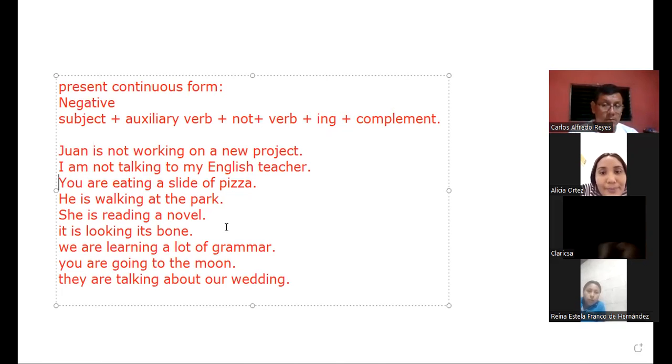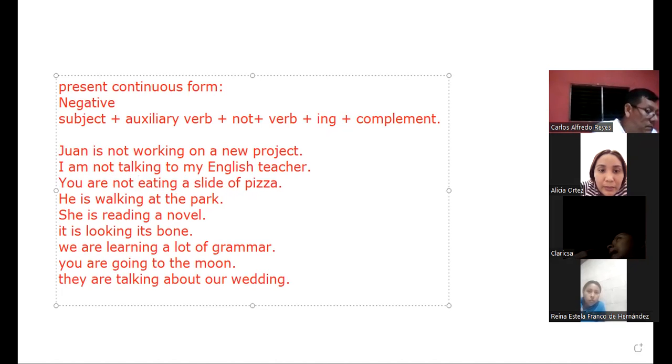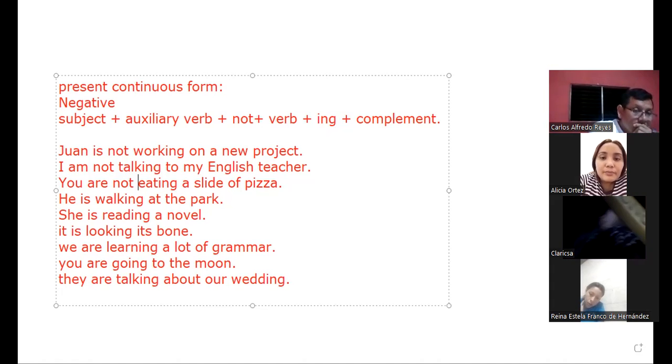Alicia. Bienvenida. Okay. You are not eating a slide of pizza. Slide es una rebanada. No es rebanada, es un pedazo así, ¿verdad? Es una porción. Ese es un slide. Okay. You are not eating a slide of pizza. Okay. Reina. Next one.